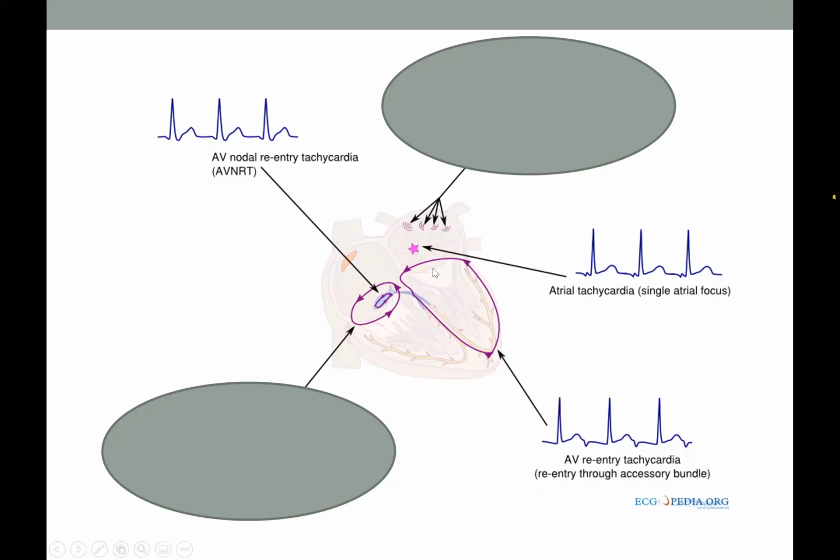And when we mention SVT, mostly in our mind, we are talking about the three differential diagnoses of AV nodal re-entry, the re-entry in the AV node, slow and fast pathway in the AV node, accessory pathway AV re-entry, or atrial tachycardia with long conduction.